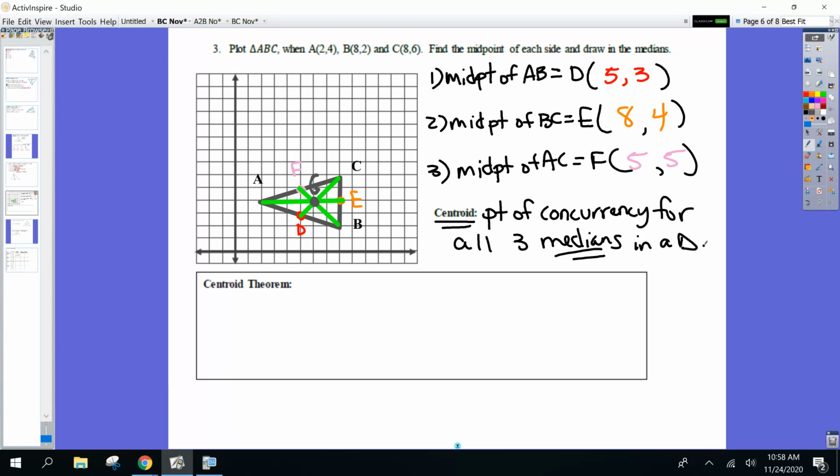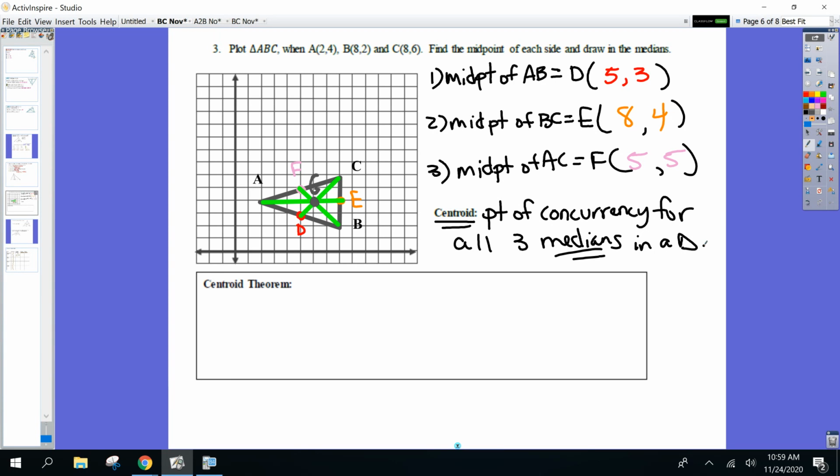And one cool fact about it that you don't need to know at all, but I think it's cool to let you in on: if you took scissors right now and cut out this triangle ABC and put a nice sharp pencil tip underneath point G, the centroid, it would balance perfectly. The centroid is also known as the center of gravity of the triangle. How about that, kids?